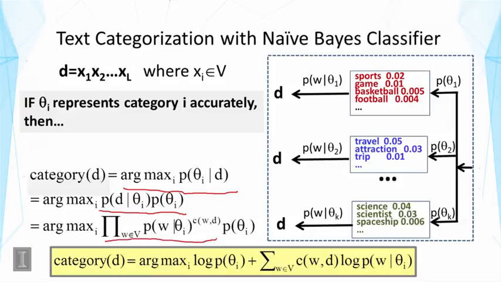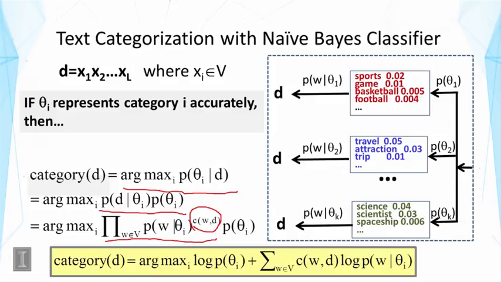Now here I changed the notation so that we will write down the product as a product over all the words in the vocabulary. And even though the document doesn't contain all the words, the product is still accurately representing the product of all the words in the document because of this count here. When a word doesn't occur in the document, the count would be 0, so this term will just disappear. So effectively, we'll just have the product over all the words in the document.